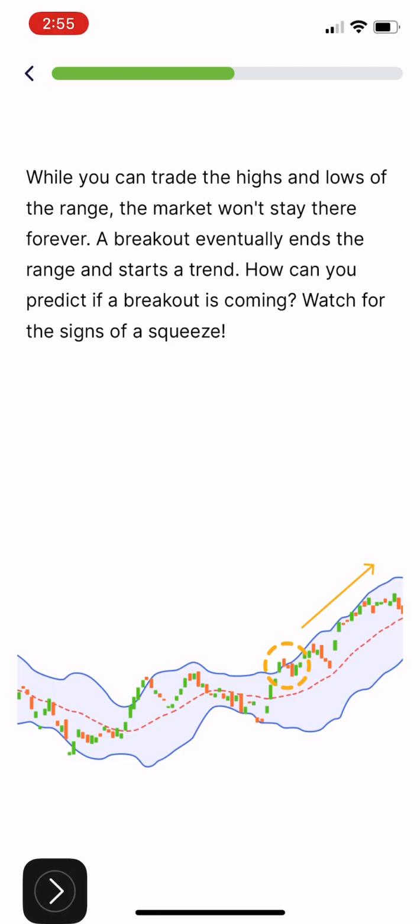While you can trade the highs and lows of the range, the market won't stay there forever. A breakout eventually ends the range and starts a trend. How can you predict if a breakout is coming? Watch for the signs of a squeeze.